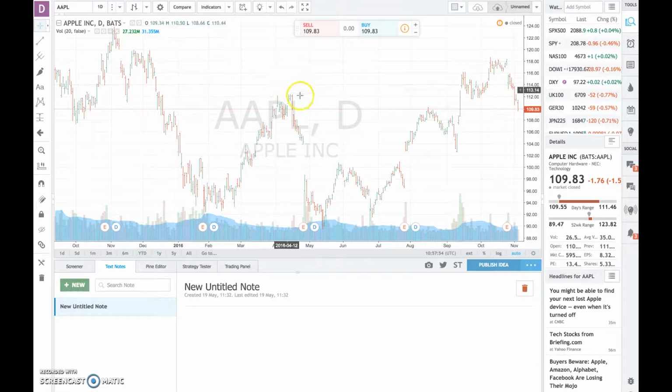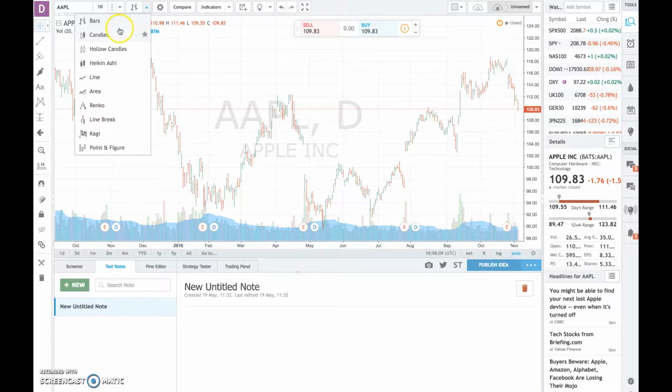So right here we're looking at Apple Inc. Now everybody is familiar with Apple, and this is the 1 year stock graph for Apple. What we're talking about right now is bars. What we're looking at is bars.